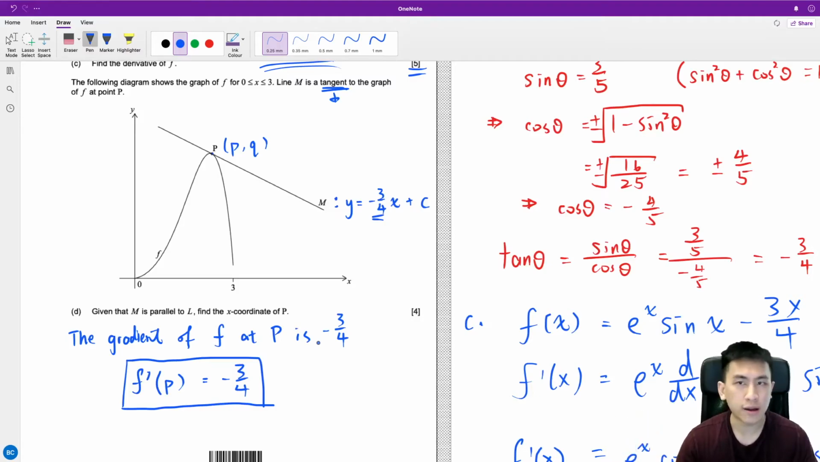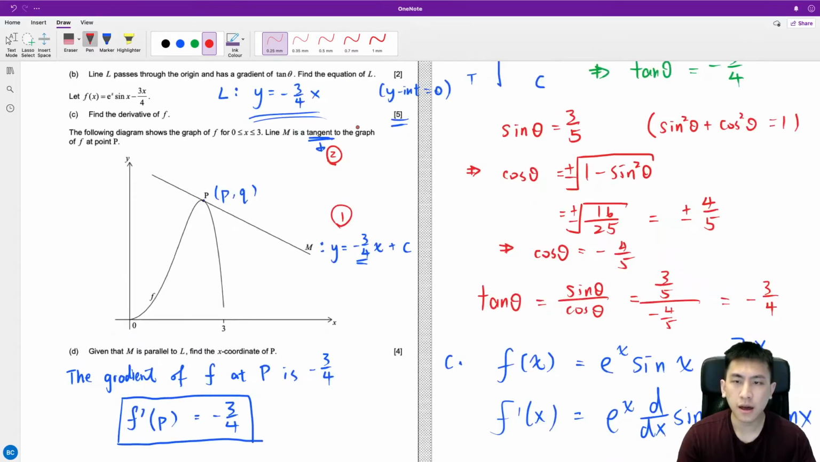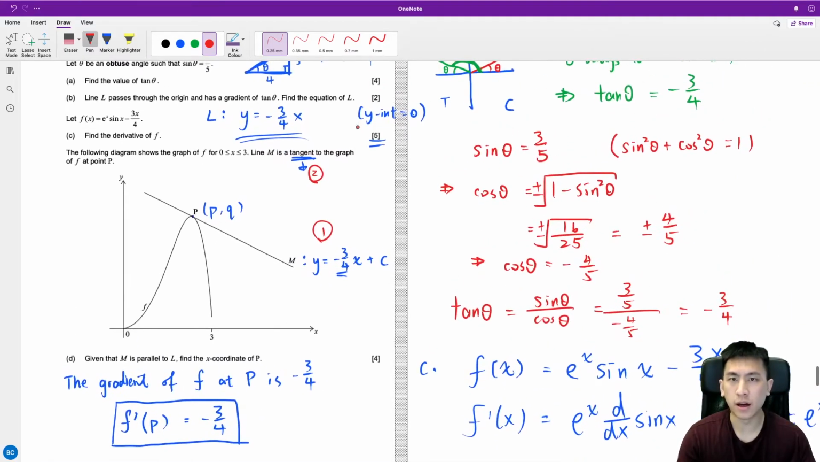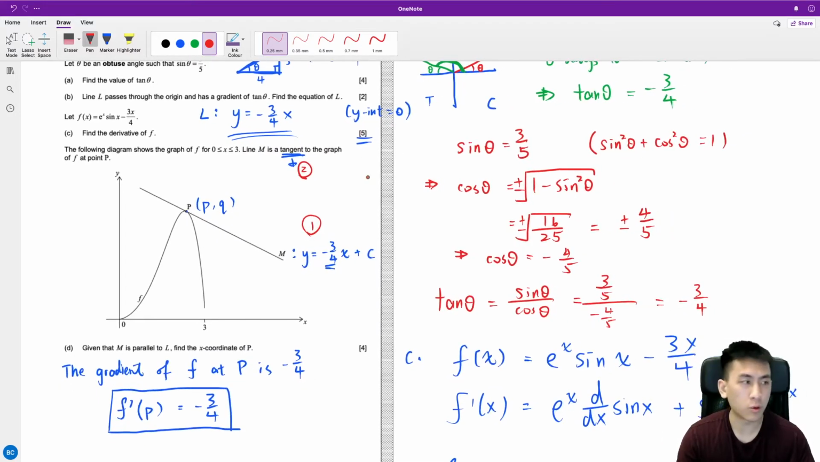So okay, if I do not know how to start, how about I write down every single clue that I was given? I'm given this, right? So I wrote this down, and then I also look for keywords like tangent. I also keep track of what I've been doing throughout the whole question, because in the last part they gave me 5 marks to find the derivative, right?